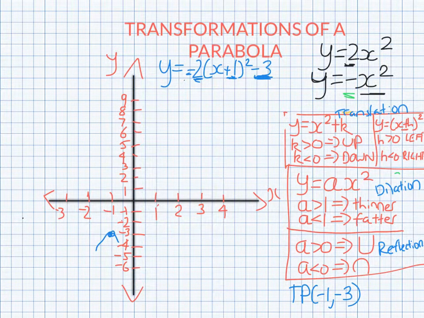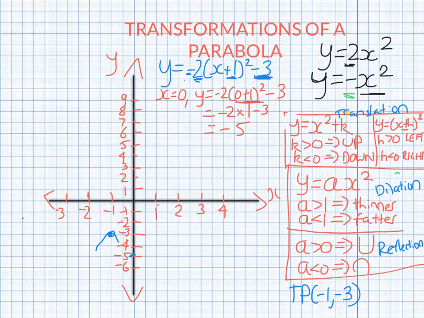So what we might do is find the y-intercept. The y-intercept occurs when x equals 0. So when x equals 0, y will be minus 2 times x plus 1 squared minus 3. This part here we do first because of the order of operations. It'll be minus 2 times 1 squared, which is 1, minus 3, which gives us minus 5. This will be the y-intercept here, okay?